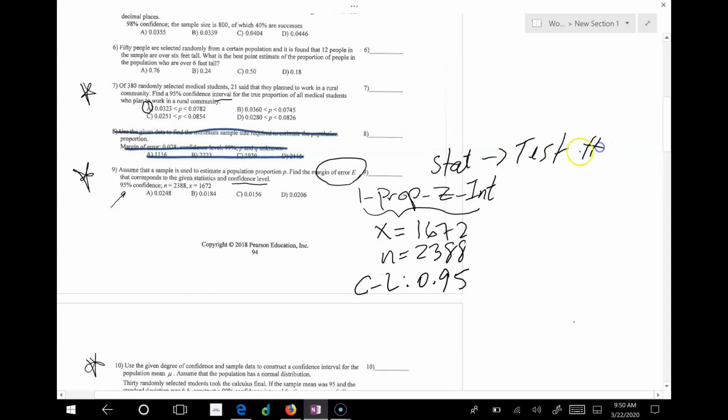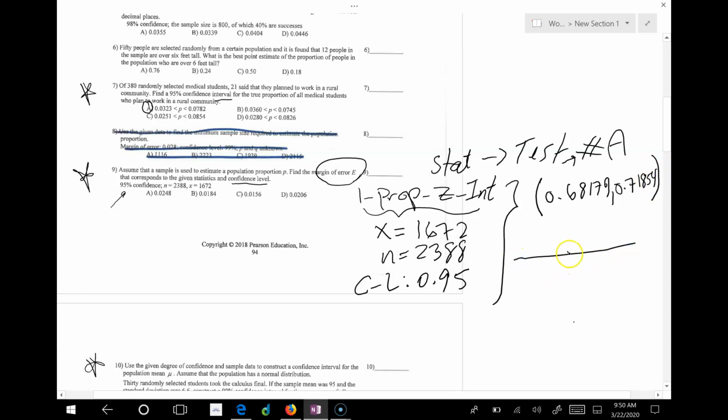And this is A. You scroll down until you get to A, application A. So here is the interval we found. The interval is 0.68179 all the way to 0.71854. In order to find margin of error, first of all, if you want to find the best point, that's exactly P hat, that is in the middle.